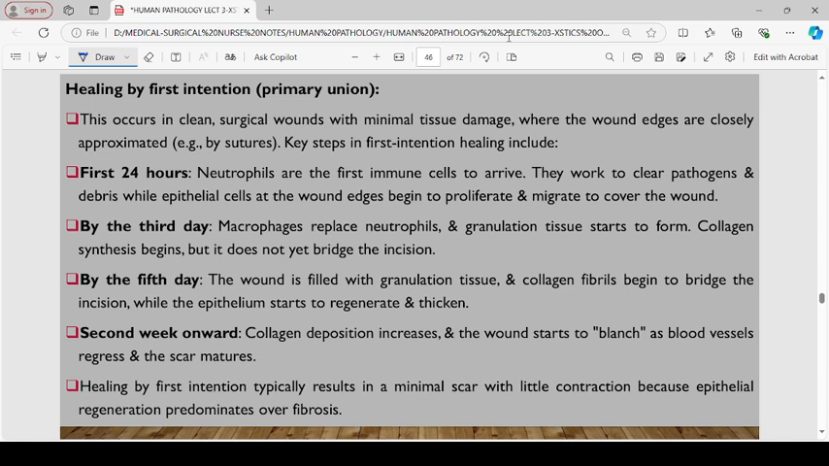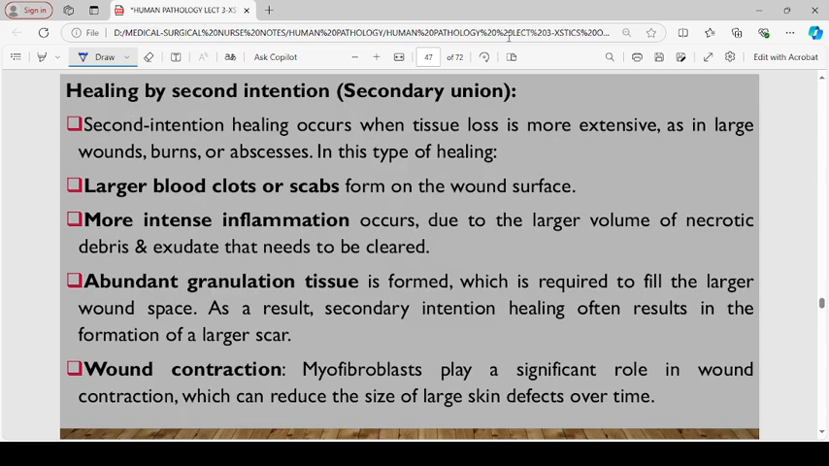By the fifth day, the wound is filled with granulation tissue and collagen fibers begin to bridge the incision, while the epithelium starts to regenerate and thicken. By the second week onward, collagen deposition increases and the wound starts to blanch as blood vessels regress and the scar matures. So healing by first intention typically results in minimal scar with very little contraction, because epithelial regeneration predominates over fibrosis. What about healing by second intention?